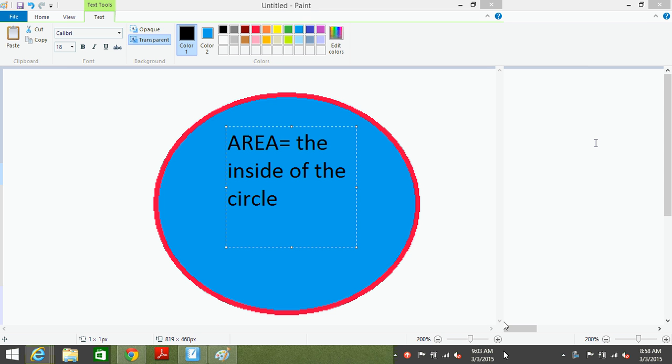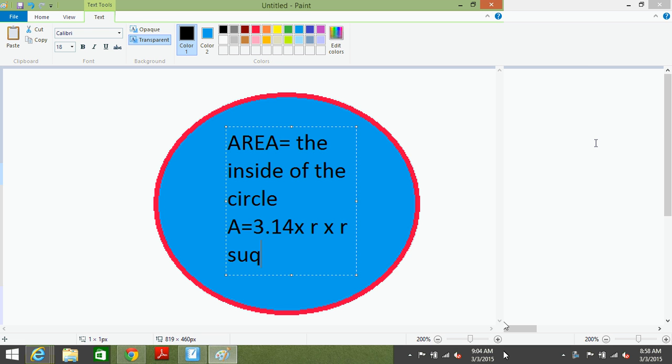So down here in our text box, we're going to continue to type the formula. A equals, and because we don't have a pi symbol, we're going to put 3.14 for pi. Pi is 3.14. And r squared, that means times r times r. That means to multiply by the radius times the radius. So the formula for area is 3.14 times r times r. One more thing we're going to write in there is square units. Use square units.